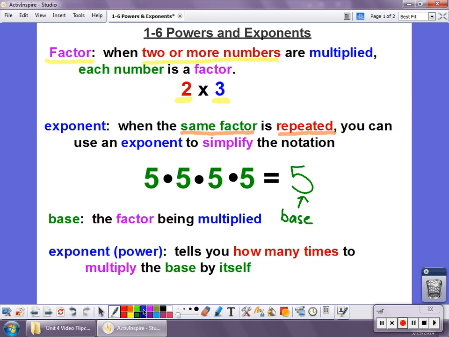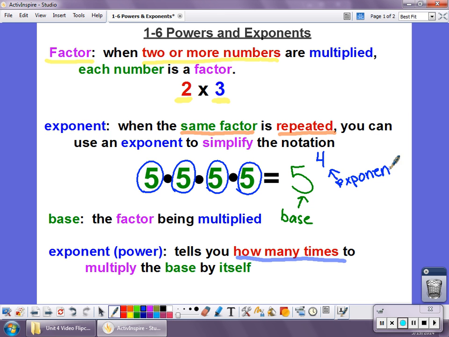Now your power or your exponent tells you how many times you're going to multiply that base. So when you look at your problem, what you want to do is find out how many times we multiply this. We have 1, 2, 3, 4 times that we multiply 5. So my exponent is going to be a 4. So the base is the factor that you use over and over again, and the exponent tells you how many times. So we have 5 4 times, which we can see down here.